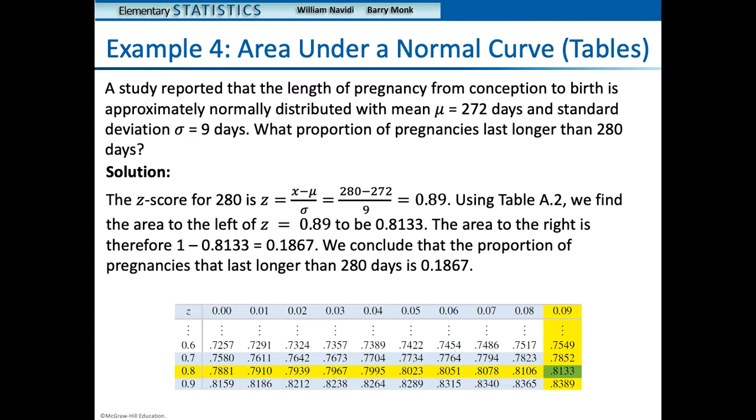That's the area to the left, but we want the area to the right. So we'll take 1 minus that value to get 0.1867. So we conclude that the proportion of pregnancies that last longer than 280 days is 0.1867.